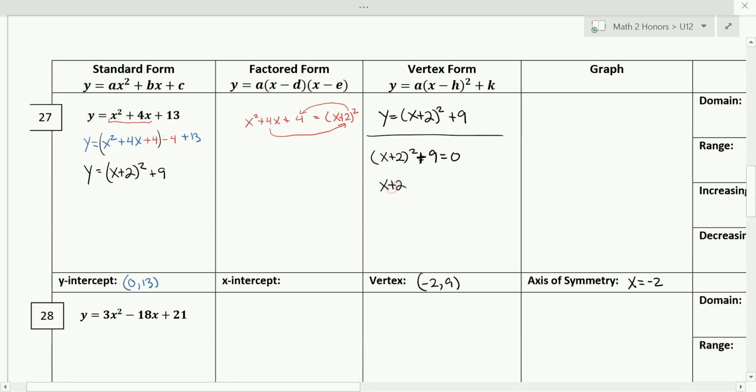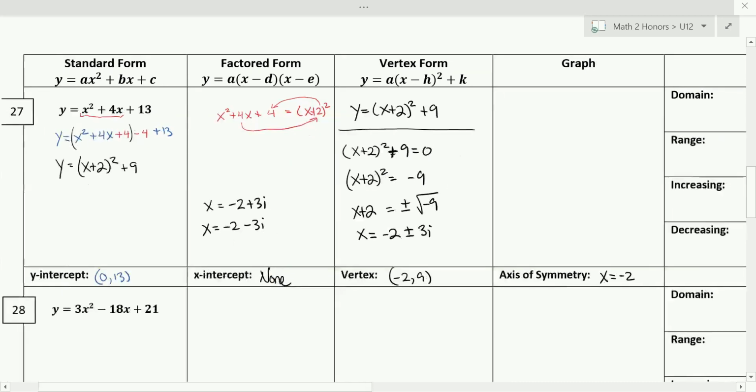So x plus 2 squared is equal to negative 9. Take the square root of both sides. You get x plus 2 is equal to, don't forget, plus or minus square root of negative 9. Subtract 2 from both sides. And then the square root of negative 9 is 3i. So if I asked you for the roots or the zeros, you would give me negative 2 plus 3i and negative 2 minus 3i. But I'm not asking for the roots or zeros. I'm asking for the x-intercepts. And that's a bit different. Say there are none. Okay. Not going to cross the x-axis.